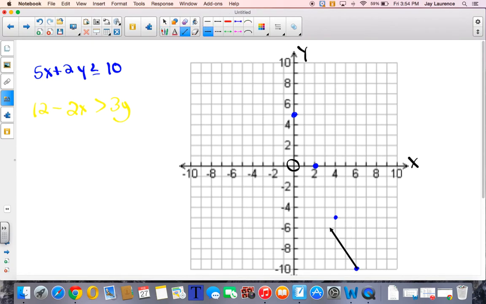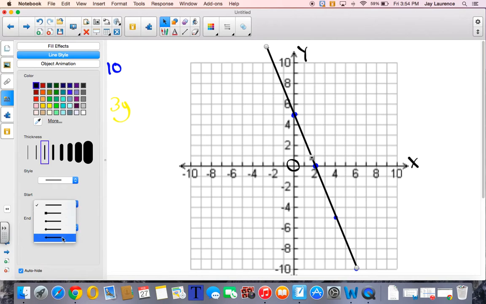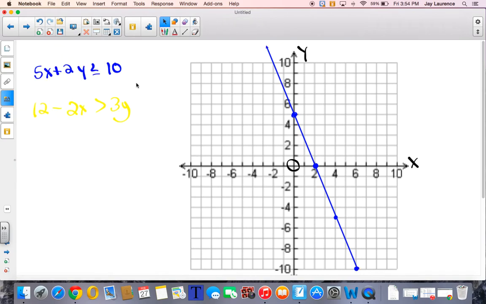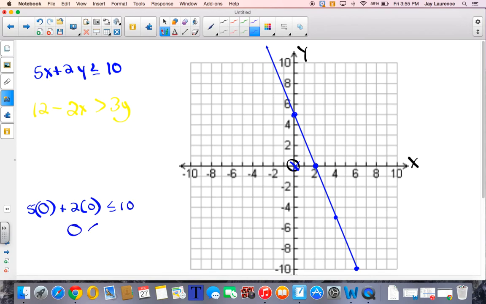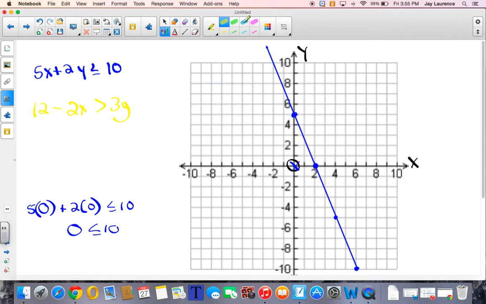So it's going to go like that. And let me put an arrowhead on there. And I'll make it blue. All right. And then I'm going to test the origin because the line doesn't go through the origin. So I'm going to put 0 in for x and y. So that'll be 5 times 0 plus 2 times 0 less than or equal to 10. Yeah, I think that's going to be true because I'm going to get 0 is less than or equal to 10. Absolutely. So I'm going to shade the origin side of the line.